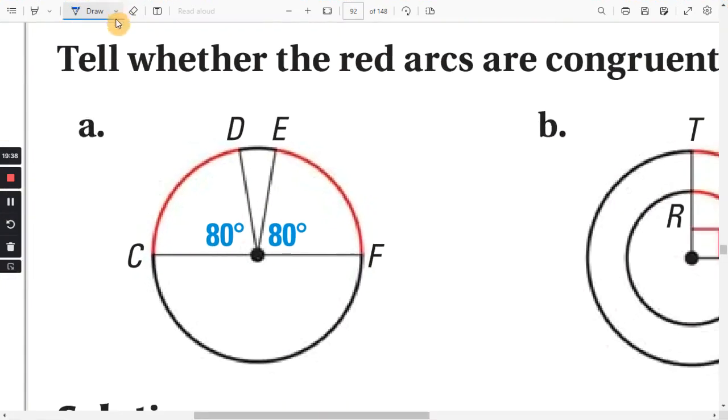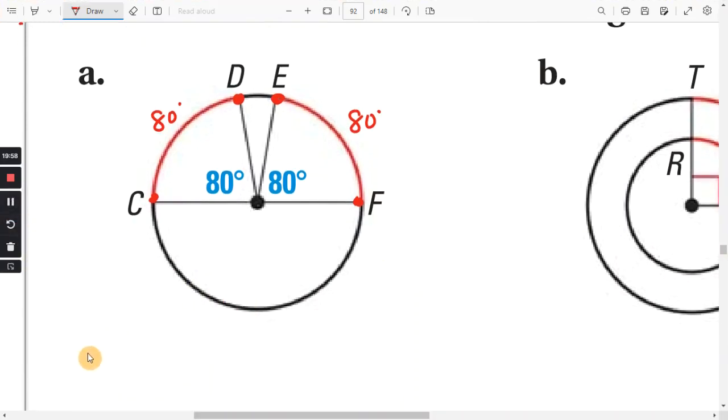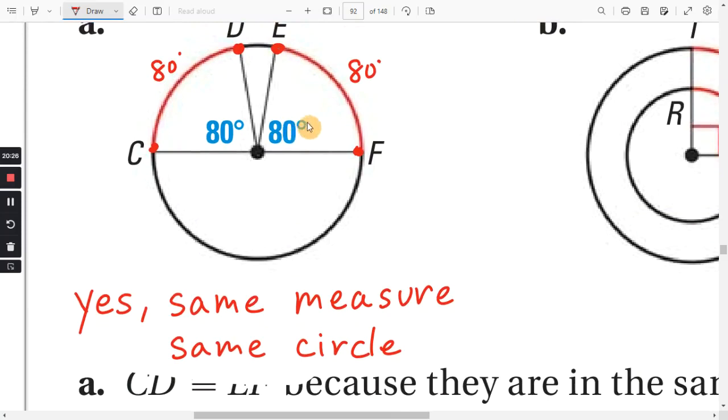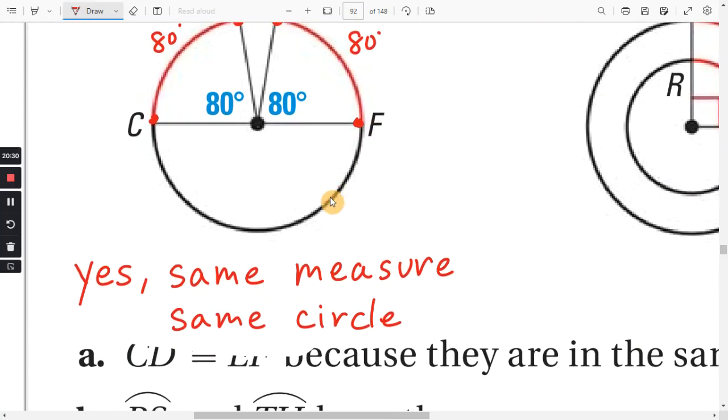Okay, so we're looking at the red arcs here. This one goes from E to F, and we can see that's 80 degrees. And this one goes from D to C, and we can see that one is 80 degrees. So the answer here is yes. These are congruent because they are the same measure and they are on the same circle. You can't compare from one circle to the other. Another circle might have the same angle, but the circle is bigger, so the arc is going to be bigger. But this one is yes, because same measure and same circle. Those are congruent.